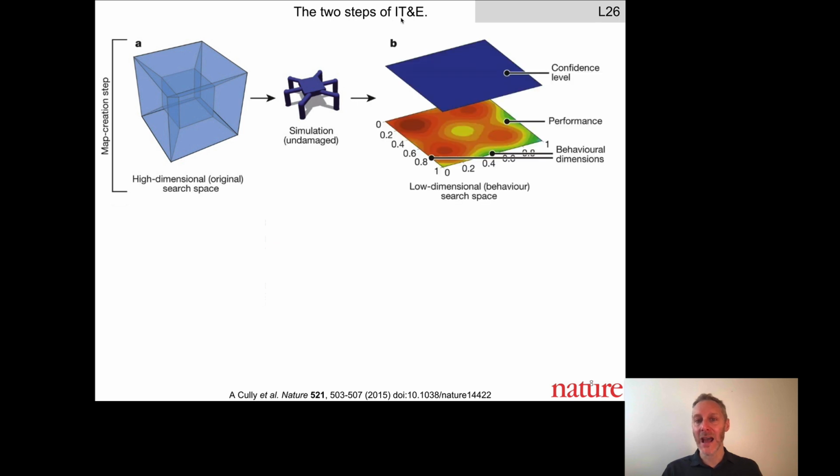In the IT&E algorithm, they're going to compress, or collapse, this high-dimensional space to a much lower-dimensional space, which they call the behavior search space. In order to visualize this algorithm, we're going to assume for the moment that this behavioral search space has just 2 dimensions. What do these 2 dimensions correspond to? They're going to correspond not to synaptic weights, which is the genotype, the genetic encoding of the controller. Instead, these 2 dimensions are going to correspond to the phenotype, which is the thing produced by the genetic blueprint, by the genotype. The phenotype here is the way in which the robot moves.